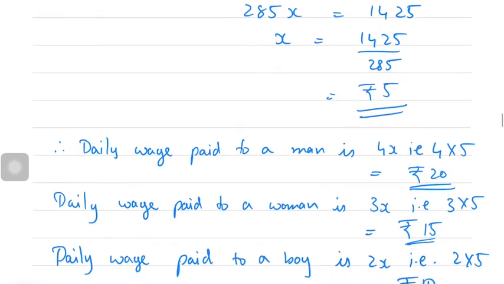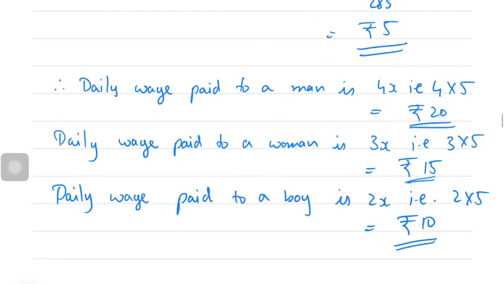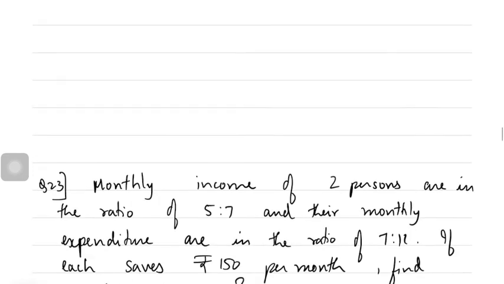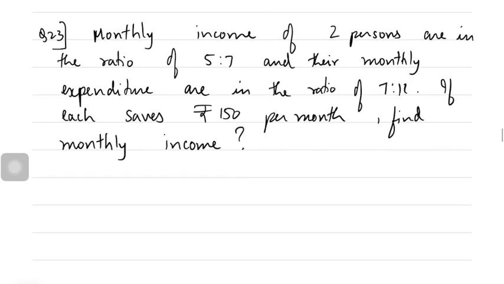So a man's wage is 4x, so 4 into 5 is 20. A woman's wage you assumed as 3x, so 3 into 5 is 15. And the daily wage paid to a boy is 2x, so 2 into 5 comes to rupees 10. Okay, very simple problem. Now let's see the next problem.